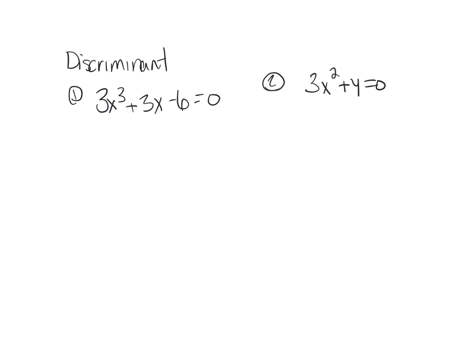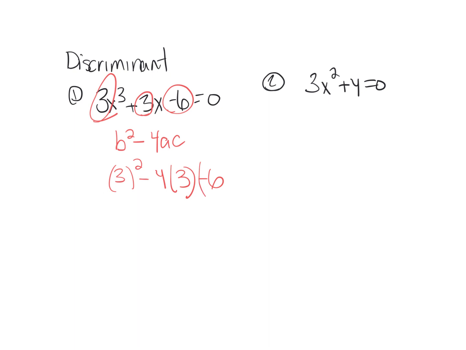Okay, in this review video, we're going to start with figuring out the discriminant. So remember that the discriminant is part of the quadratic formula that predicts the number and types of solutions. So that is b squared minus 4 times a times c. So our b is 3, so I'm going to have 3 squared minus 4 times a, which is 3, times c, which is a negative 6.